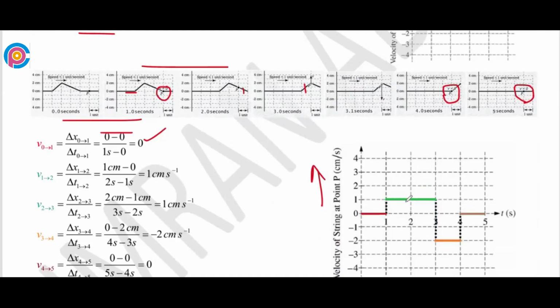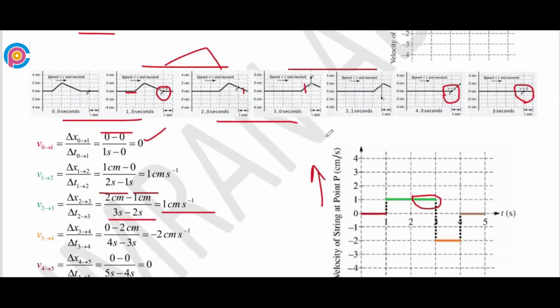In the green patch, you can see the velocity for the 1 to 2 second interval is 1 centimeter per second. What happened in the next 2 to 3 seconds? We can see it moves 1 more centimeter upward. So final position is 2 centimeters, initial position 1 centimeter, interval 1 second. The resultant velocity is 1 centimeter per second. This green line indicates the total interval from 1 to 3 seconds, and the velocity is 1 centimeter per second.